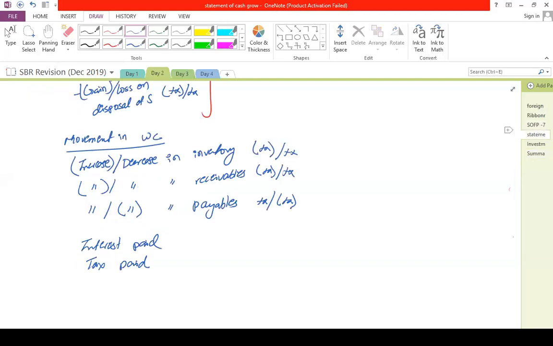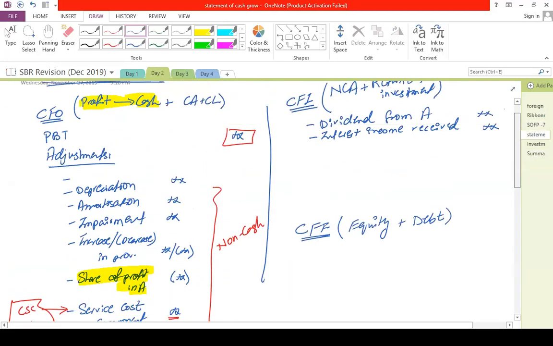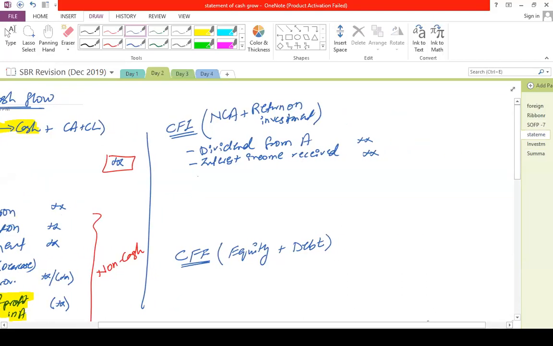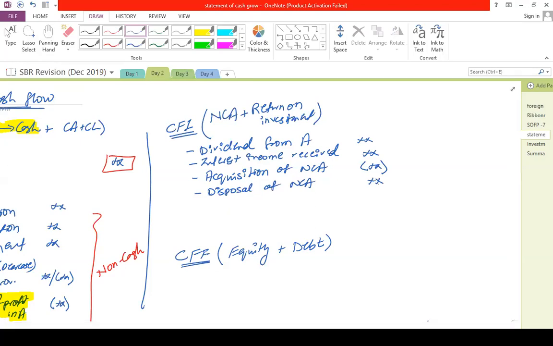Now, apart from that, if we go to the cash flow from investing activities, the main impacts are the disposal and the acquisition of the non-current assets. So any non-current asset that we have purchased will be a cash outflow, and the disposal of a non-current asset will be a cash inflow. So these are the values which will be incorporated in the investing activities.